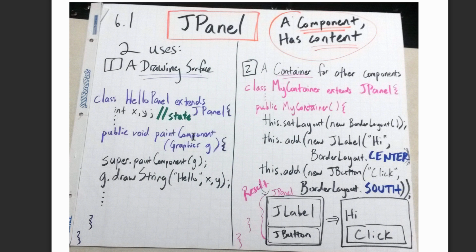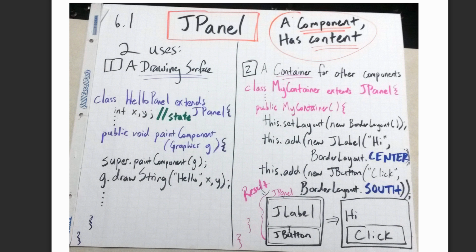But JPanel is kind of special because we are going to be using it for two main purposes. Last time we talked about how we can use it as a container, so we can add other components like JButtons or JLabels to a JPanel. We can even add other JPanels and nest them within each other, and then add different layouts to get the desired look that we want.